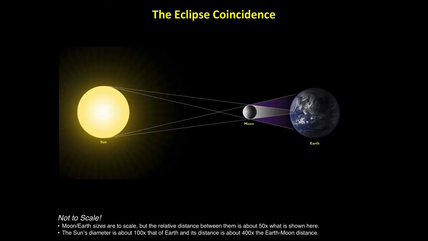Finally, it's worth remembering that we see spectacular total solar eclipses only because the moon is just the right size and distance from Earth. If the moon were farther away, it would never be able to cover the sun completely. If it were much closer, it would block the sun's atmosphere as well as its surface, so we wouldn't see the beautiful corona.